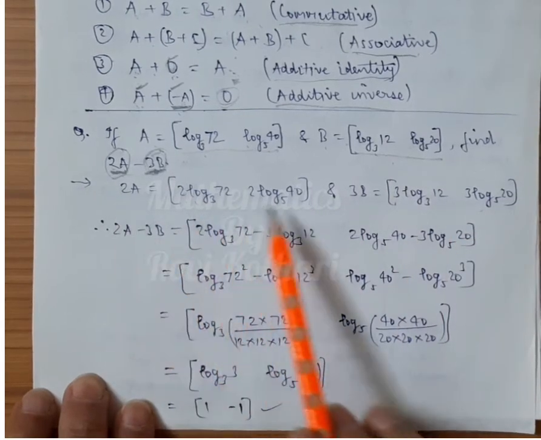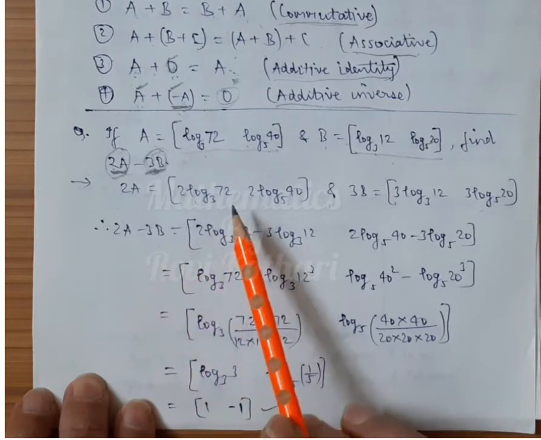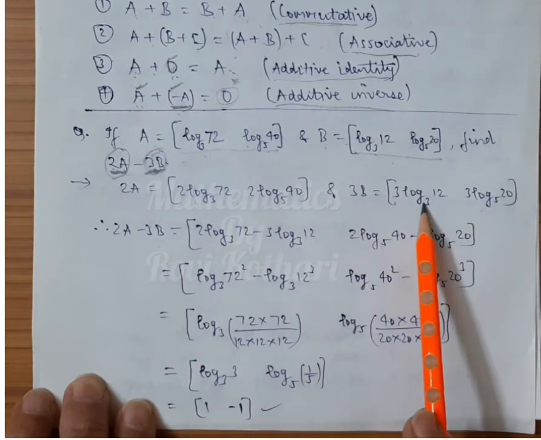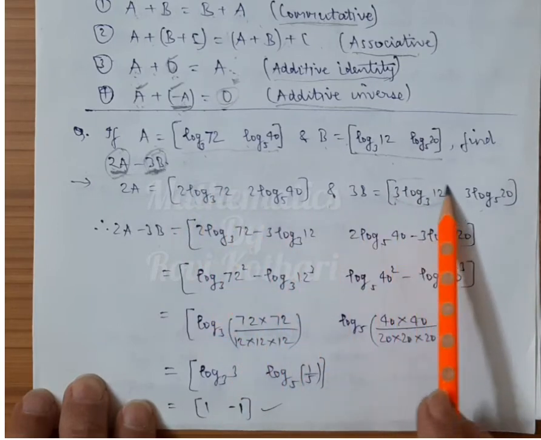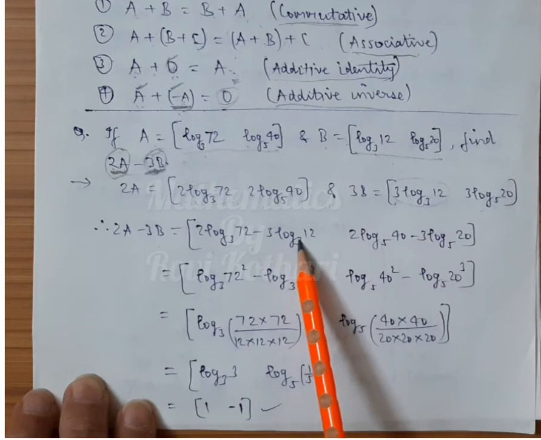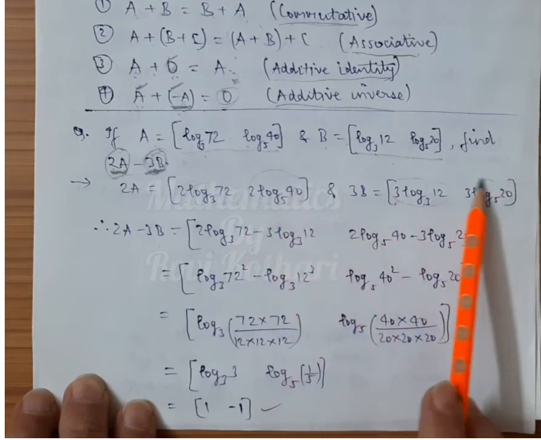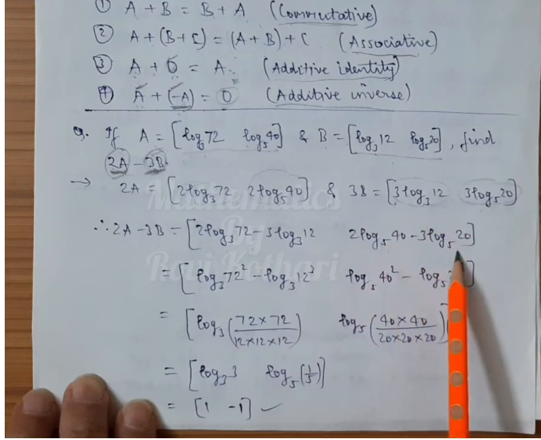Okay, we are done with 2A, we are done with 3B. Now we need to subtract these two. So I have to find out 2A minus 3B. That means I have to do this minus this. Now we know that subtraction is done element wise. So first element के साथ क्या subtract होगा? First element. तो क्या आएगा? 2 log 72 की base 3 minus 3 log 12 की base 3. Second element के साथ second element subtract होगा तो क्या आएगा? 2 log 40 की base 5 minus 3 log 20 की base 5.